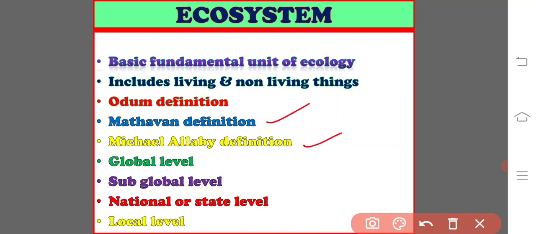accumulation, and circulation. So, there are different levels where we can see the global level, that is the biosphere level of the ecosystem, followed by the subglobal level, that is biogeographical realms. For example, the Palearctic realm, Oriental realm, Ethiopian realm, Neotropical realm, and the Australian realm, and it may be at the national or state level.